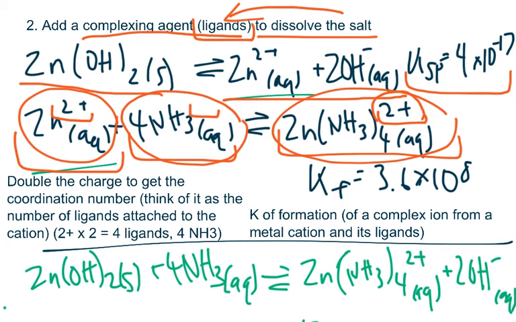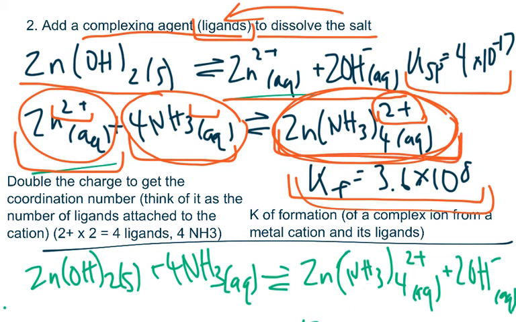Now, notice how the K is super high. This just proves that this reaction is very spontaneous and likes to form the products. So because K is high, this reaction will tend to want to make these complex ions, and the formation of a complex ion from a metal cation and its ligands is called Kf, or the K of formation. So we just learned a new type of K here. Yay.